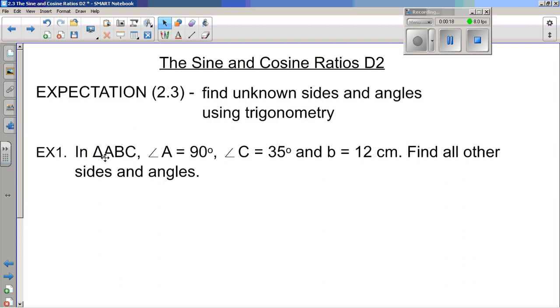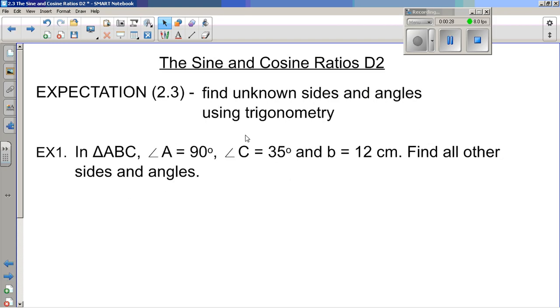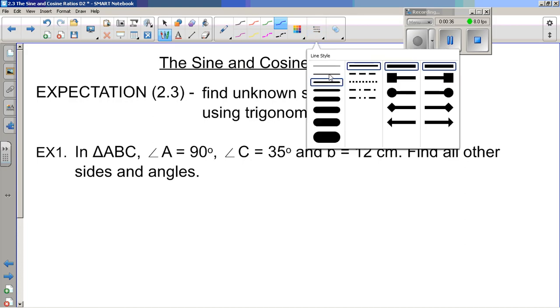Example 1, in triangle ABC, blah, blah, a whole bunch of stuff. Find all other sides and angles. Well, what makes this one tougher than the 3-minute review questions is we don't have a diagram. Can't see what's going on. Is it sine? Is it cosine? What are we doing? Well, let's draw a diagram, right? So that's the first step. Draw a diagram.